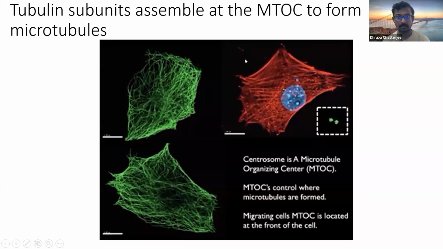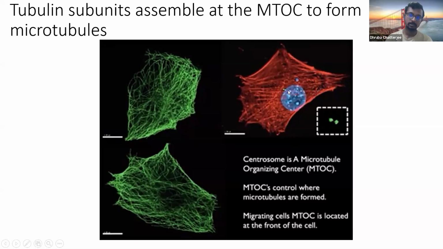In the green, you can see the microtubules, okay? And in the red, you can see the actin filaments, which are visible because of staining with phalloidin conjugated with 590. Phalloidin is a protein produced by some fungi, which binds specifically to actin.